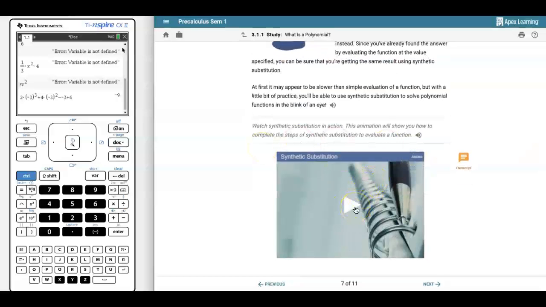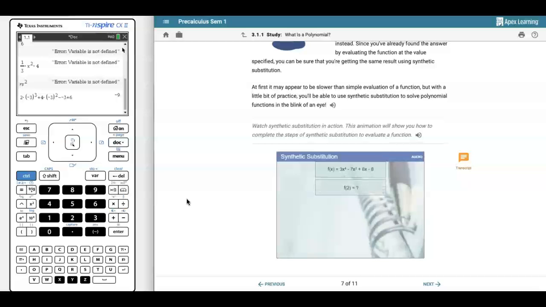But let's go through this video here so that it can explain to you what synthetic substitution is. If you think multiplying out all those exponents is tedious, then the system of synthetic substitution is for you. Start by writing the polynomial in standard form. For this equation, what is f of 2? The first thing you need to do is insert 0 terms for any missing powers, like this.